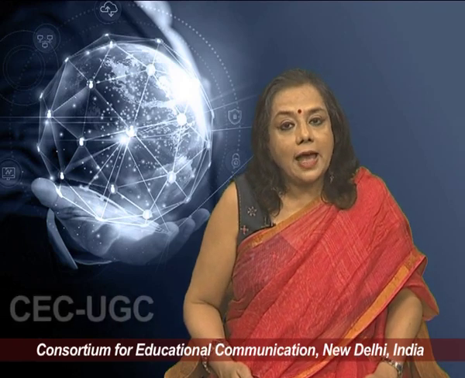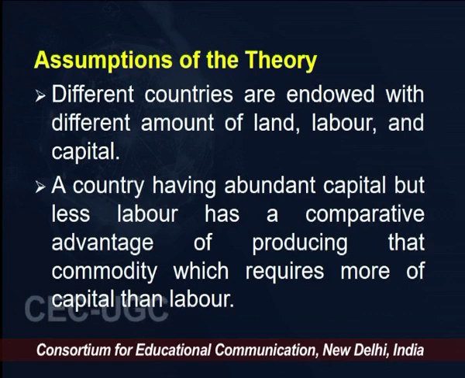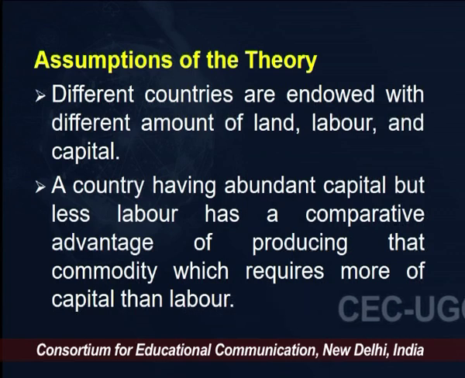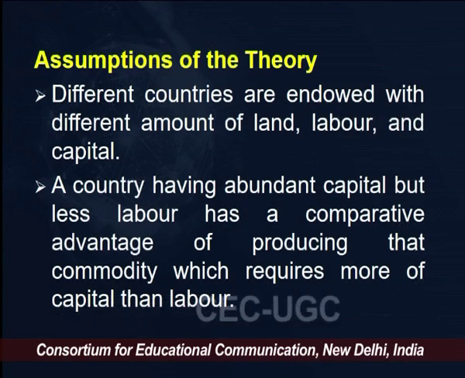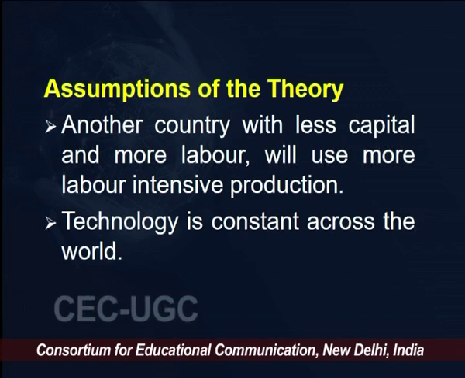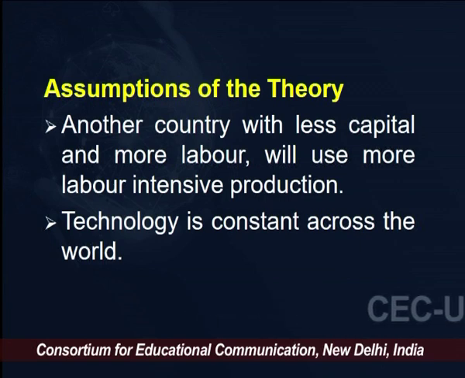Now, there are certain assumptions of the factor proportion or endowment theory. The first assumption is that different countries are endowed with different amounts of land, labor and capital. A country having abundant capital but less labor has a comparative advantage of producing that commodity which requires more capital than labor. Another country with less capital and more labor will use more labor intensive production. Technology is constant across the world. This is another assumption.